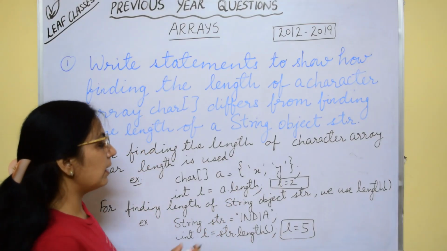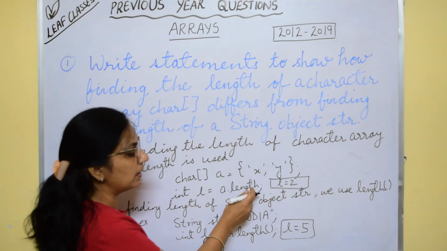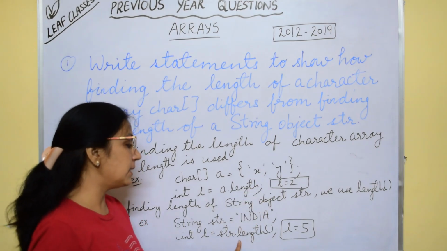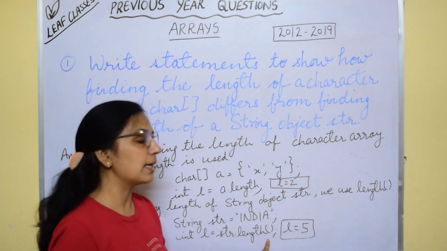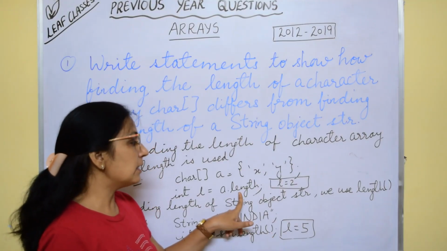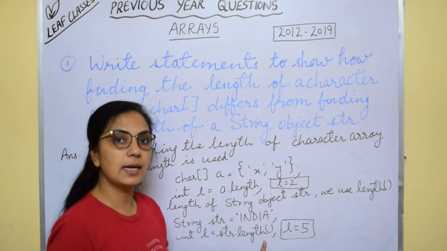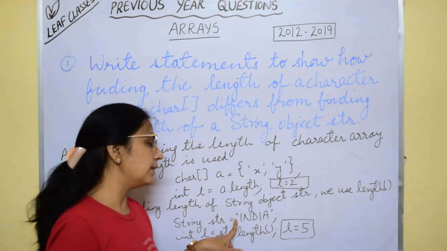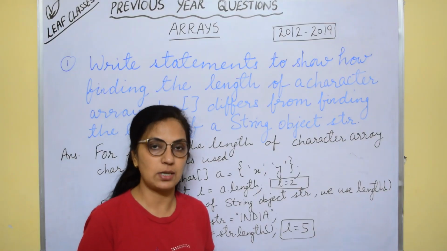Now what is the difference? When we are finding the length of an array, here we don't use the parenthesis, but in finding the length of a string, always these brackets are used. So length finds the size of the array and length() finds the length of the given string, that is how many characters are present in the given string.